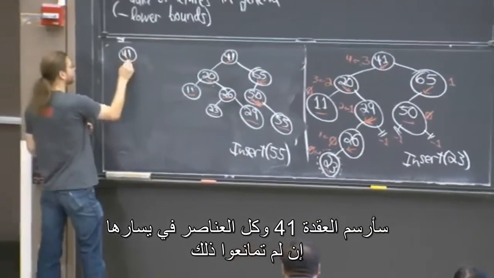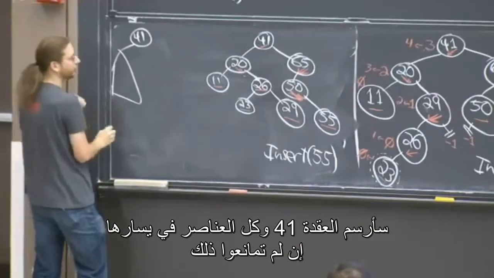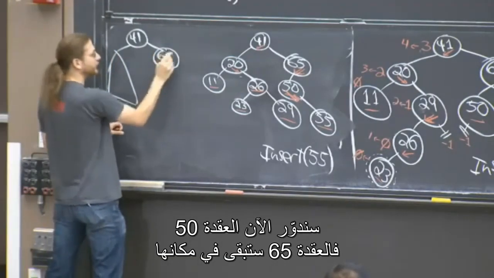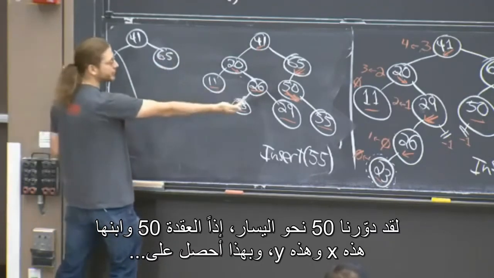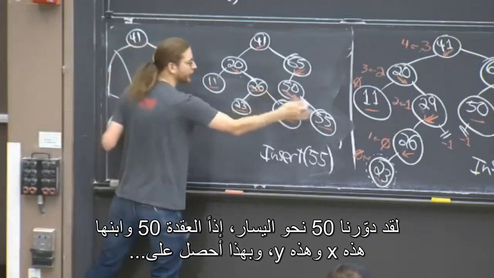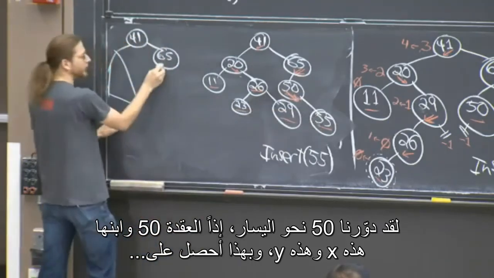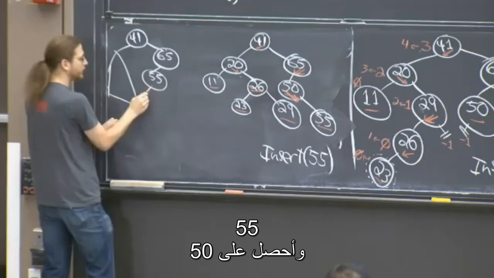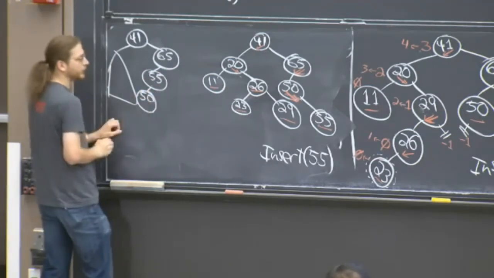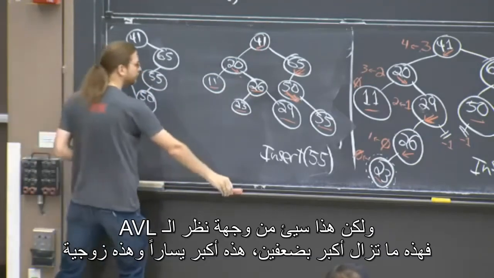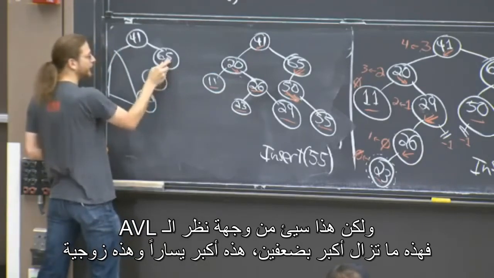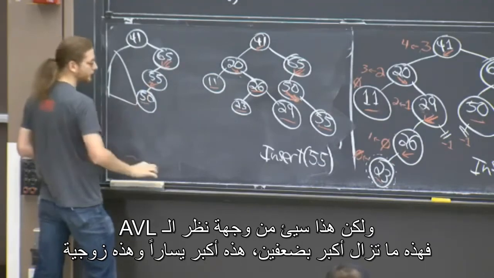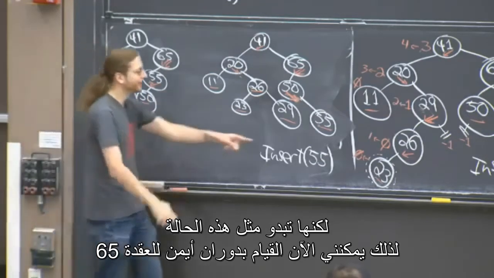If you don't mind, I'm just going to write 41, and then there's all the stuff on the left. Now we rotate 50. So 65 remains where it is. And we rotate 50 to the left. So 50 and its child, this is x, this is y. And so I get 55, and I get 50. Now this is bad from an AVL perspective. This is still doubly left heavy. This is left heavy, and this is even. But it looks like this case.